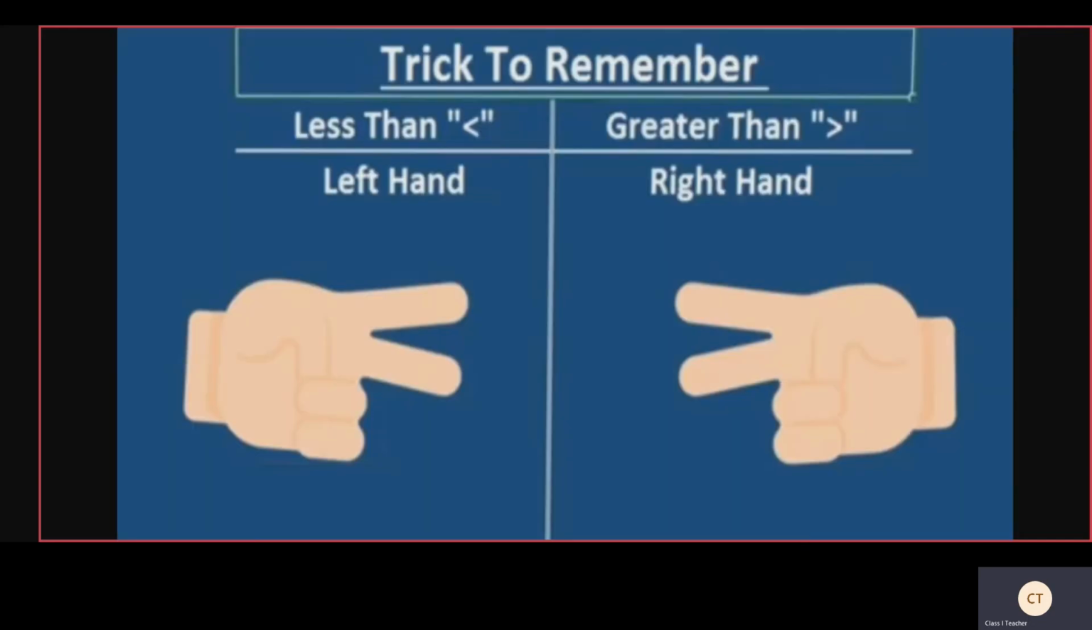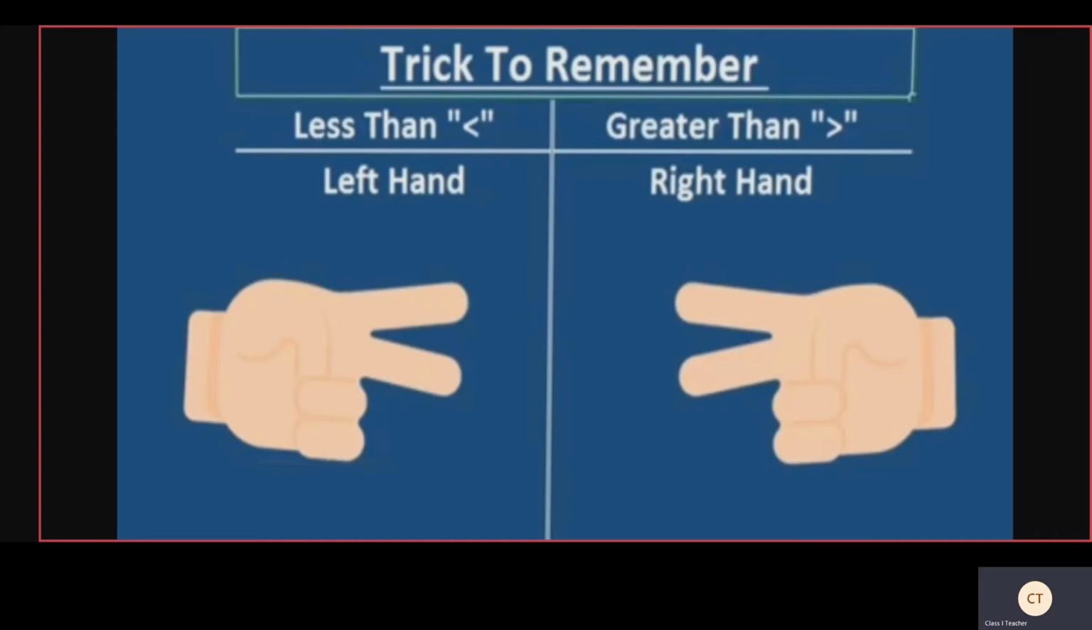Look here. One more very simple trick, children. One more trick to remember the symbols greater than and less than. Sometimes we get confused remembering the signs, children. It's not a problem, but we have to fix it in mind. Here we have a trick for that. Okay, let's learn now the greater than and lesser than signs.